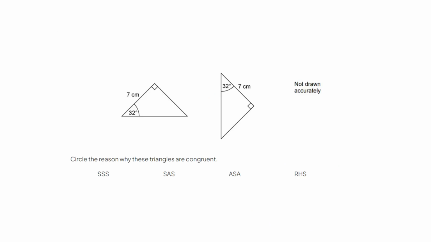Circle the reason why these 2 triangles are congruent. We're given 2 angles, right? And guess what? There's a side in the middle, and they're both 7 centimeters. So guess what? It's angle, side, and then another angle. So that is my answer.